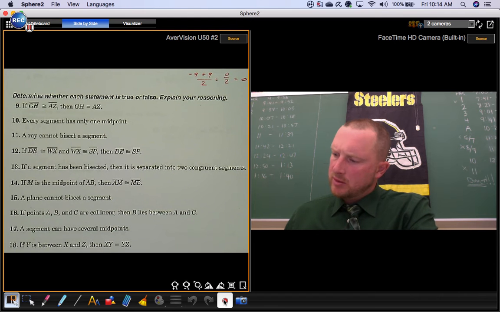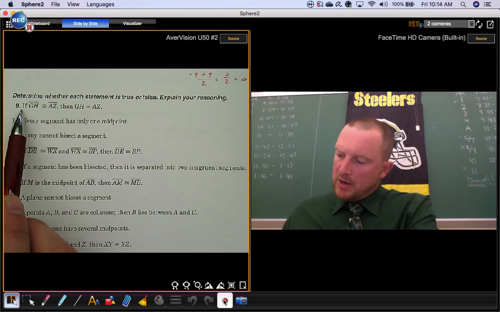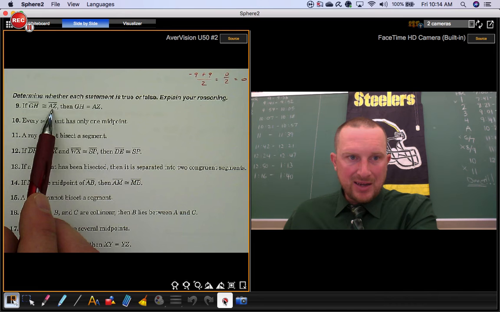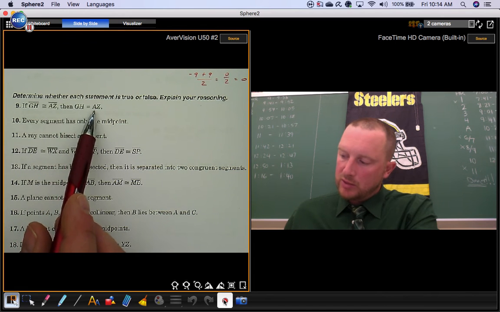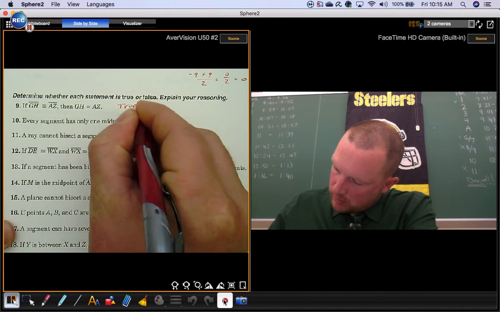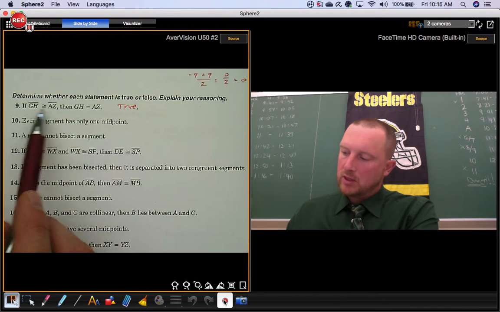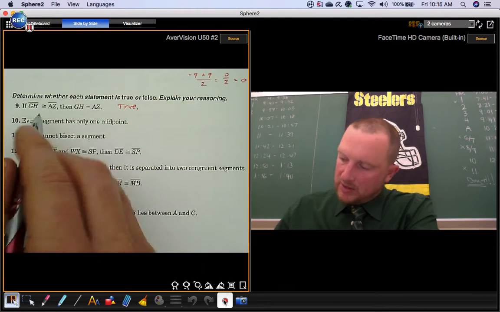Bottom part, same idea except now there's no number line. Determine whether each statement is true or false and explain your reasoning. For number 9, if segment GH is congruent to segment AZ, then the distance from G to H is equal to the distance from A to Z. True. Explain your reasoning. Congruent segments have equal lengths. That's what congruent means.